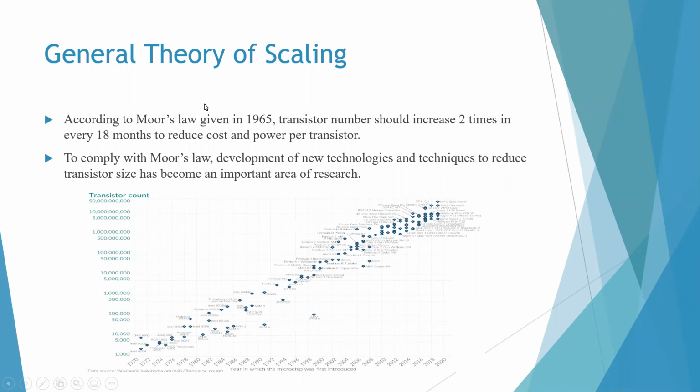According to Moore's law given in 1965, transistors per chip will increase by a factor of 2 every 18 months, with a goal to decrease the cost per transistor and reduce the power consumption per component. And this was achieved by a combination of scaling component size and increasing chip area. If we look at the figure below, we can see that from the 1970s to the 2020s, there is a linear increase in the transistor density per chip, and it maintains Moore's law by doubling the transistor density every 2 years.